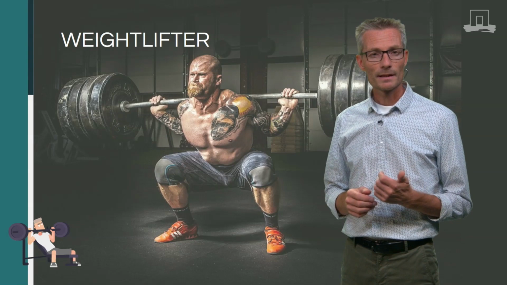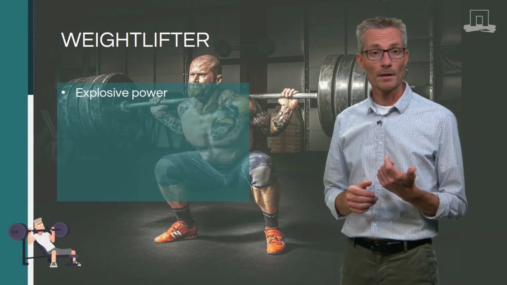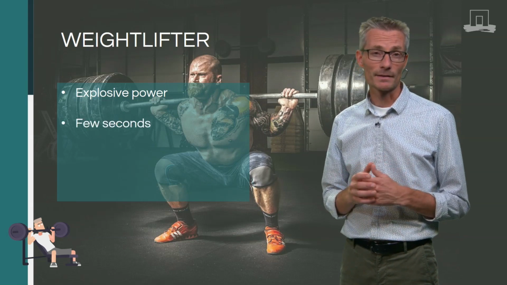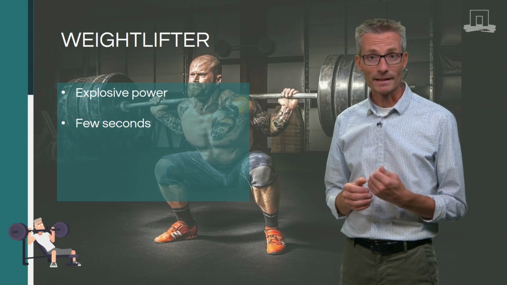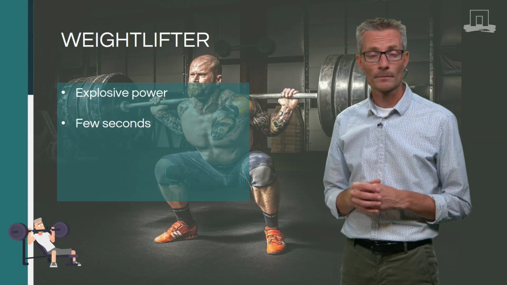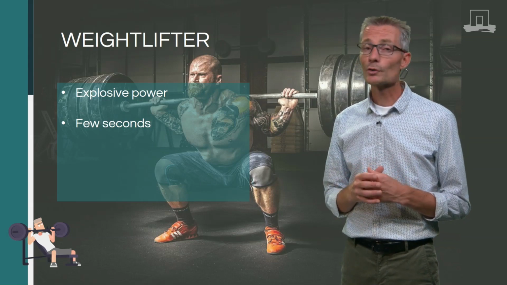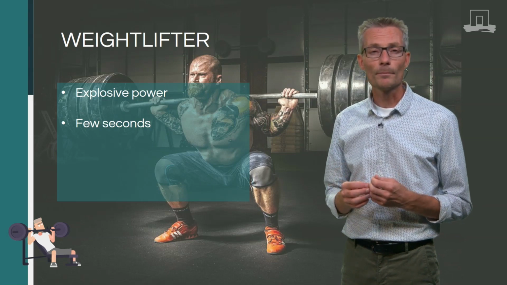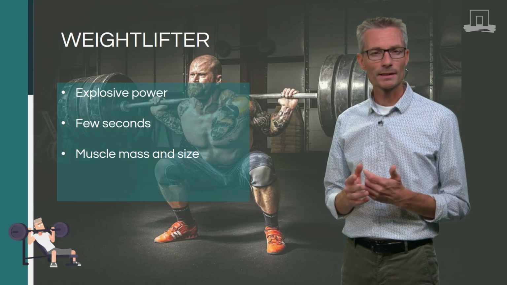The weightlifter is an example of what you could call an explosive power athlete. Performance takes place in only 1 to a few seconds. Performance for these types of athletes depends on strength and the ability to produce force in a short time period. Other examples are shot put or javelin, but also other sports require moments of explosive power, like kicking a ball. Muscle mass and size are important predictors of performance.